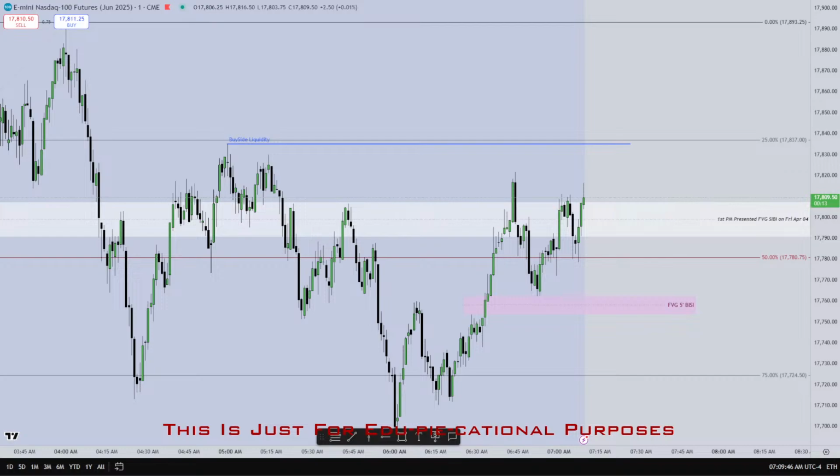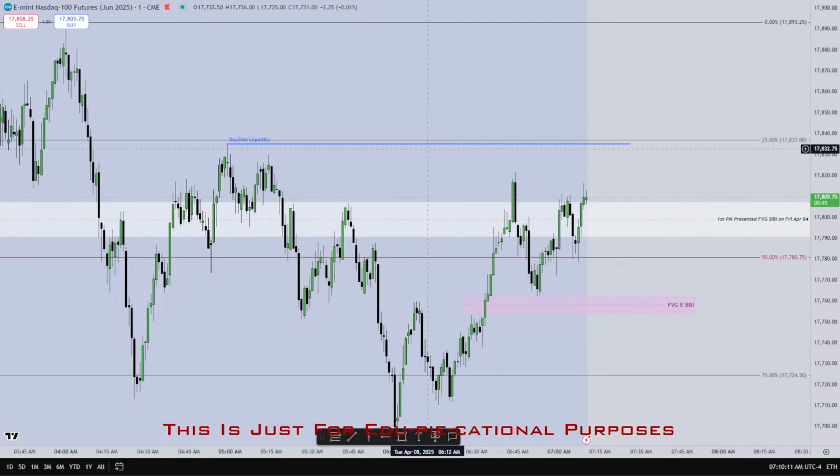Okay, so far we are seeing the price around the first fair value gap of the PM session on Friday, April 4th. It's gyrating around without any power. That is quite normal for today. So let's see what's happening after this.